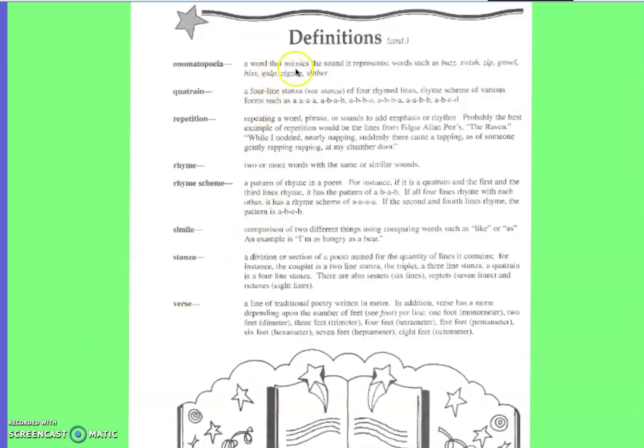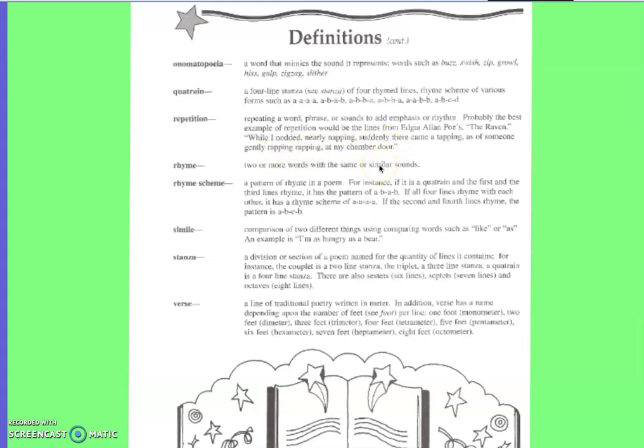Onomatopoeia, I know you've heard about before, a word that mimics the sound it represents, like buzz. And we also heard some in the poems from before. Clanging was in the swing poem. And repetition is another way to have rhythm. Repeating a word, phrase, or sounds to add emphasis or rhythm. Probably the best example of repetition would be the lines from Edgar Allan Poe's poem, The Raven. While I nodded, nearly napping, suddenly there came a tapping, as of gently rapping at my chamber door.